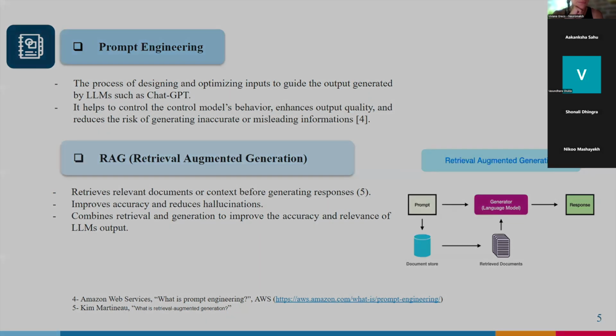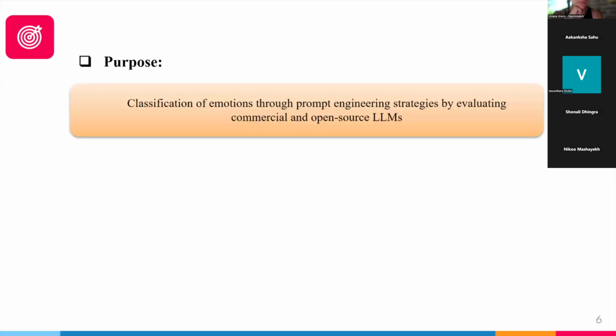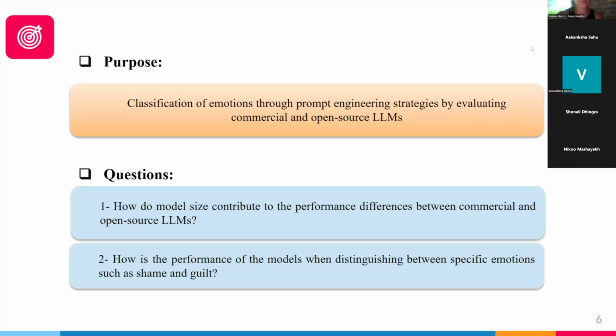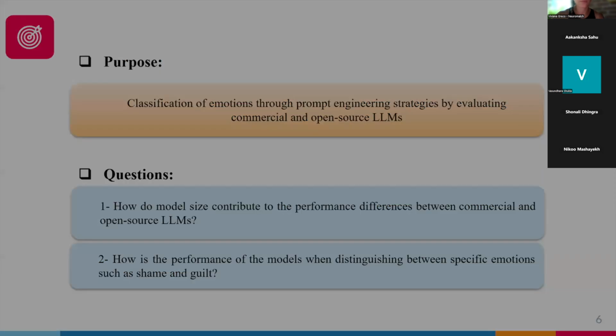Our project aimed to classify emotions through prompt engineering strategies by evaluating commercial and open source LLMs. To achieve our goal, we focus on two main key research questions. One of them is how model size contributes to the performance differences between commercial and open source LLMs. And the second one is how the models perform when distinguishing between specific emotions such as shame and guilt.